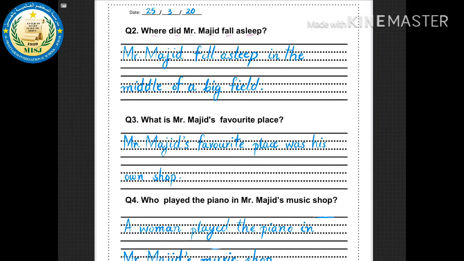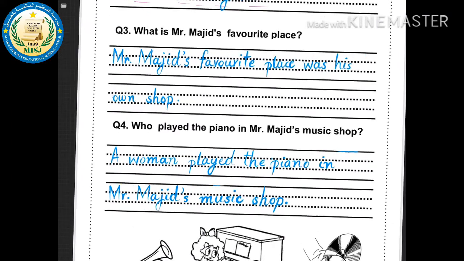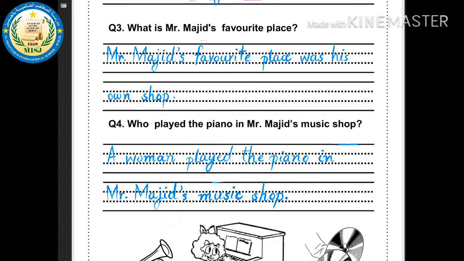So which place was the place where Mr. Majid fell asleep? Mr. Majid fell asleep in the middle of a big field. Excellent. Moving on to question number 3. What is Mr. Majid's favorite place? Mr. Majid's favorite place was his own shop. Very good. I hope you all remember the answers.